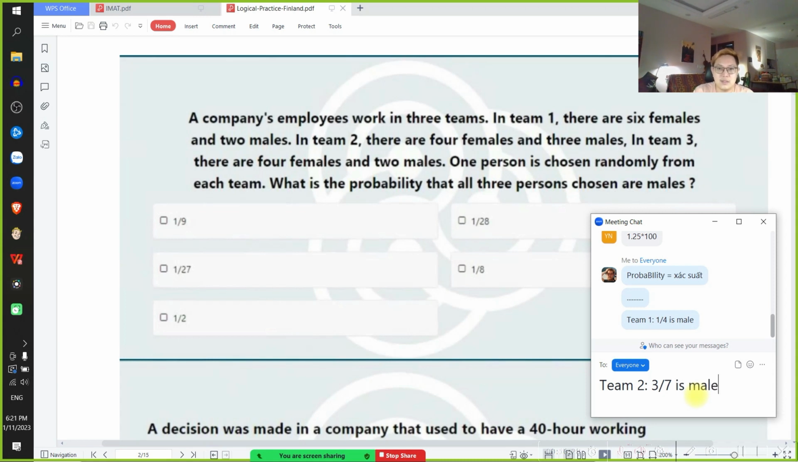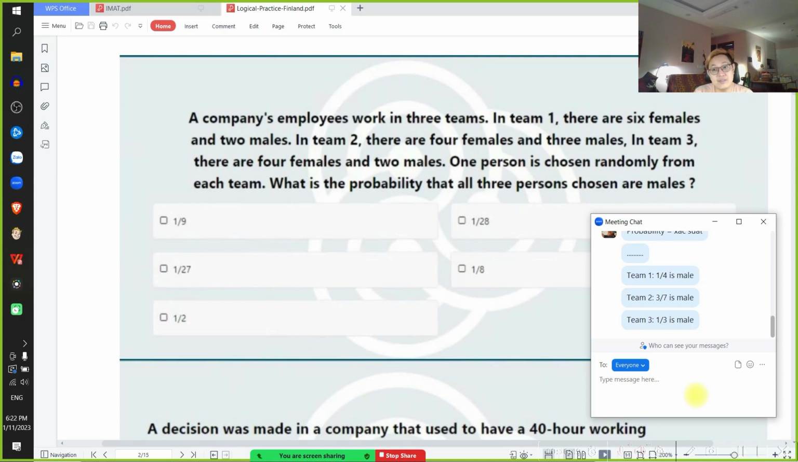Xác suất để chọn ra male trong cái team 2 nó sẽ là 3 người trên tổng cộng 7 người. 3 out of 7 is male. And team 3, 4 females and 2 males. So the number male is 2 out of 6, which is 1 out of 3 is male.